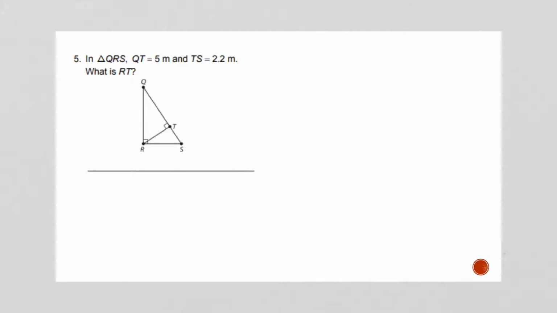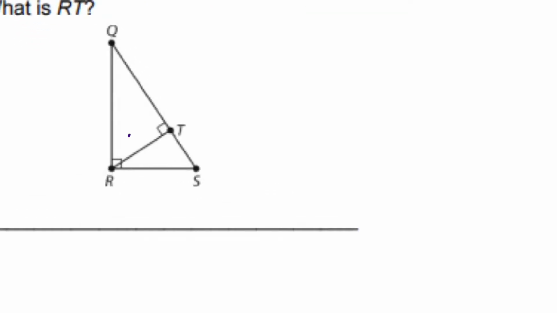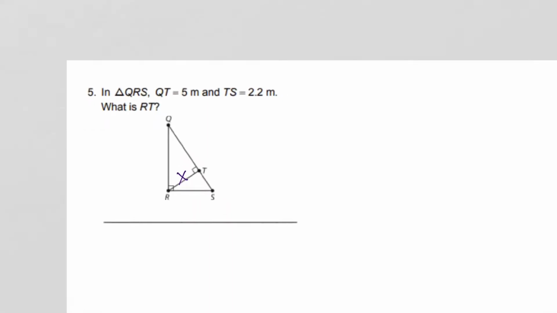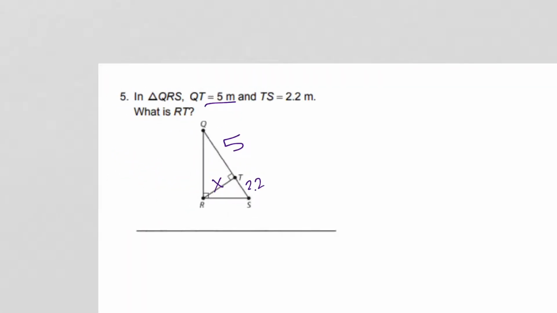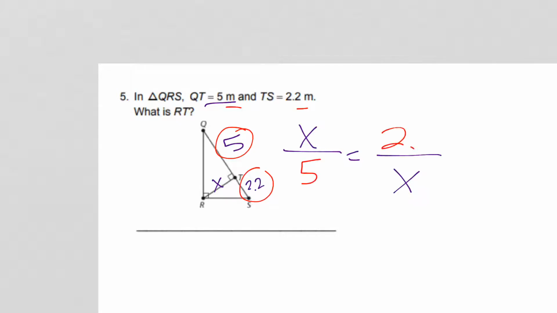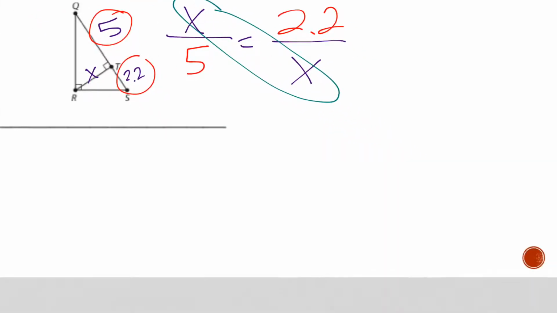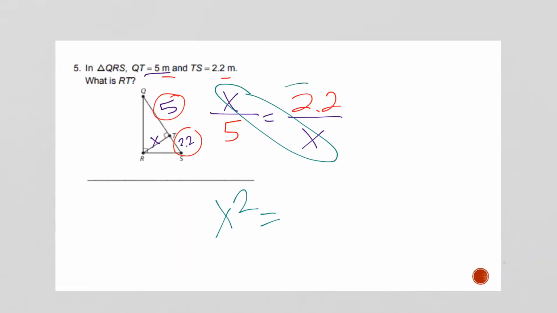Number 5, because I didn't do 4, you need to find the geometric mean of RT. So RT is X, and based on the values, they give you 5 and 2.2 for TX. So geometric mean again is 1x top, 1x bottom. Then your values that they give you, which is 2 of them, you write 1 on one spot, 1 on the other. The x's have to cross multiply. So you get x squared is equal to 5 times 2.2 is 11.